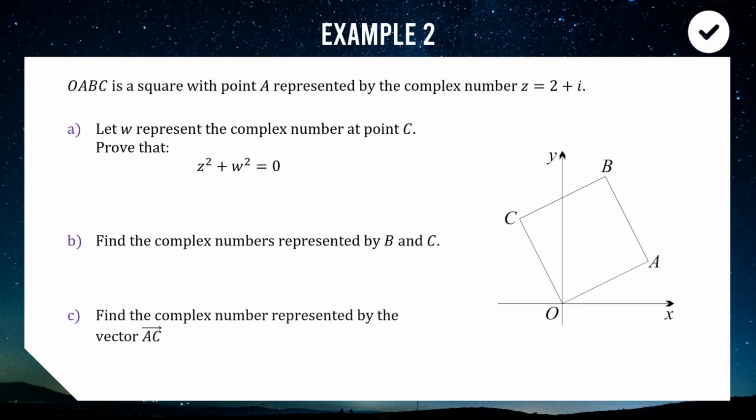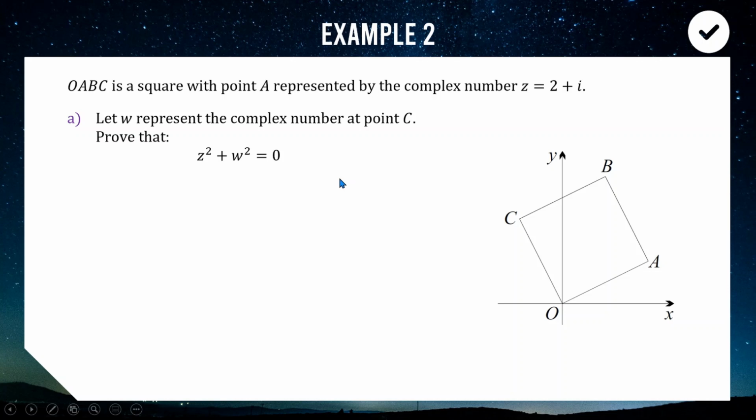Okay, up next for example 2, we have a square OABC, and point A represents the complex number 2 plus i, so 2 across and 1 up. Okay, first part is probably the most challenging part. It's a bit of a strange question. Let w represent the complex number at C. So this is z here, and w is just here. Show that z squared plus w squared is equal to 0.